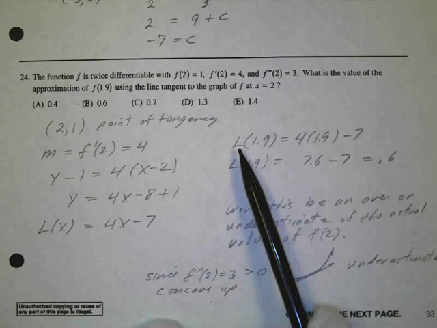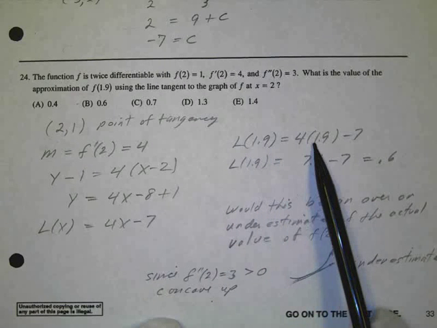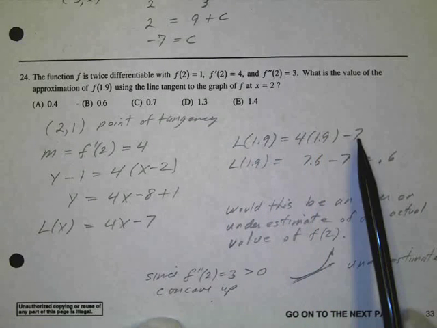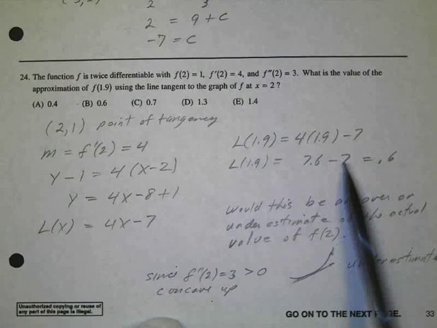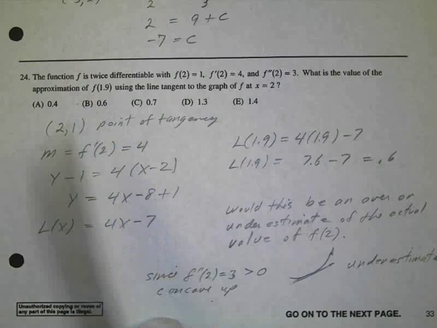So all I have to do is put my 1.9 in there, and I get what I'm looking for. So L of 1.9 equals 4 times 1.9 minus 7. Well, that's basically 7.6 minus 7, which is just 0.6.